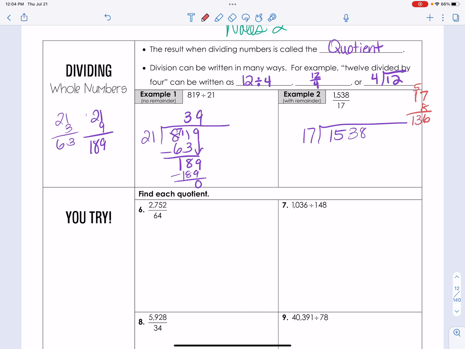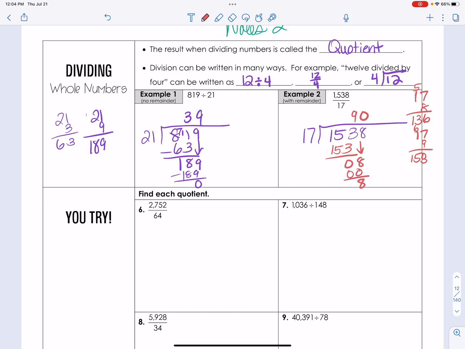136. To me, that seems like, I'm going to try 17 times 9. That's 63. Okay, there it is. Oh, it goes in evenly. That's nice. So that's 153. So you bring down the 8. 17 doesn't go into 8, so I'm going to put a 0. And I'm going to subtract, and I get 8.